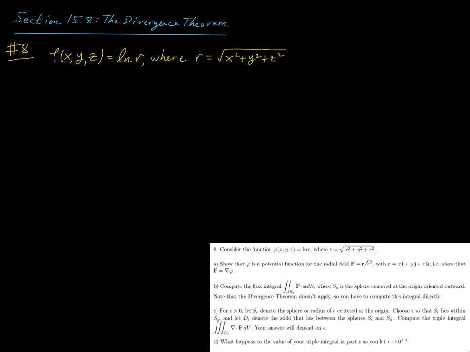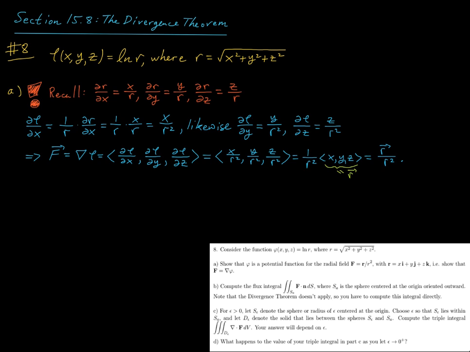Now, question A says, show that phi is a potential function for the radial field f, which is the position vector r divided by the square of its magnitude. So notice this does not satisfy the inverse square law. If I take the magnitude of this vector f, I'm going to get 1 over r, not 1 over r squared. Our job is to show, again, that phi is a potential function. So in other words, show that the gradient of phi is equal to this vector field f.